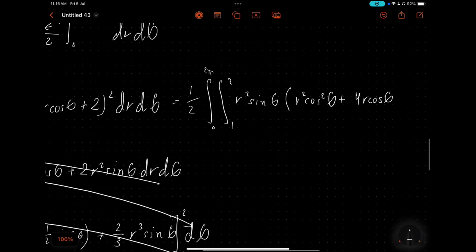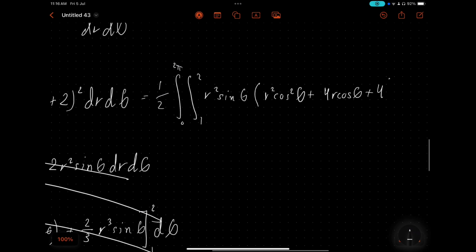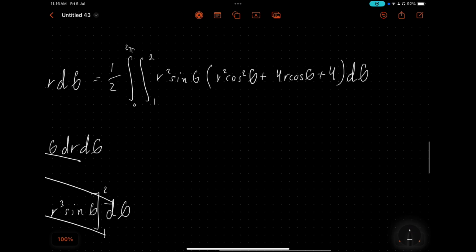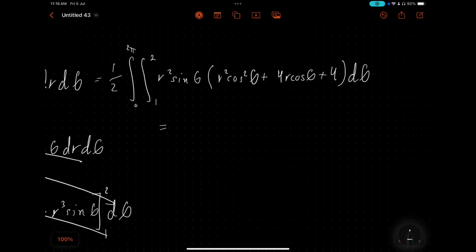Okay, plus 4 dθ. Now this is going to be a bit more complicated because we're going to use trigonometry. Actually, we can use substitution for the first part, and for the second part we use the sine 2θ identity. If we continue with this, we basically get 1/2 integral from 0 to 2π, 1 to 2, and then r to the 4 sinθ cos²θ. For this we use substitution.